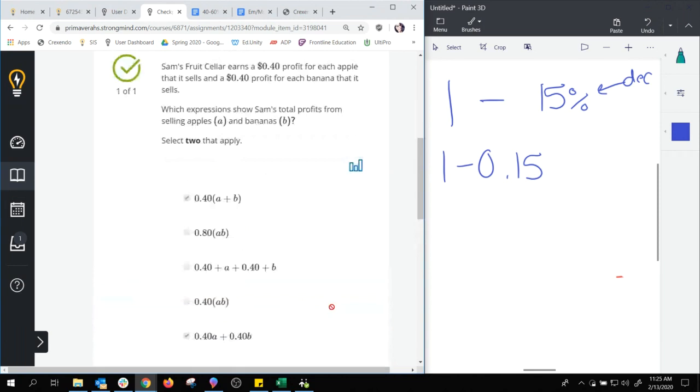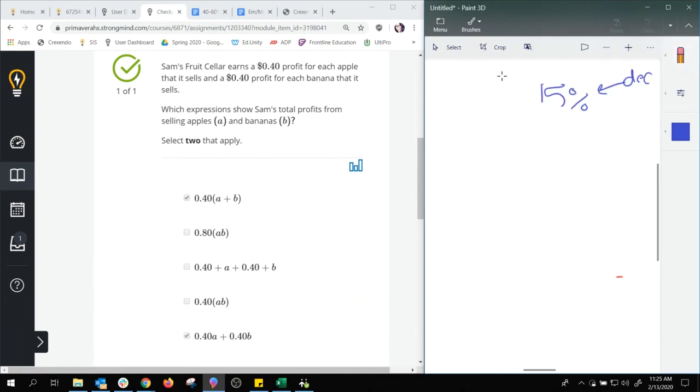And number 8. A fruit seller earns a 40-cent profit for each apple that it sells and a 40-cent profit for each banana that it sells. Which expressions show Sam's total profits for selling A apples and B bananas?